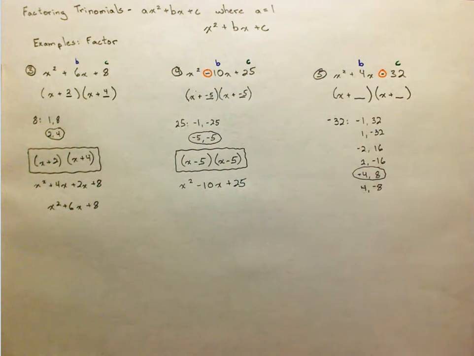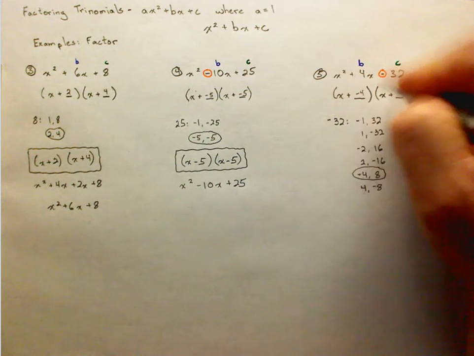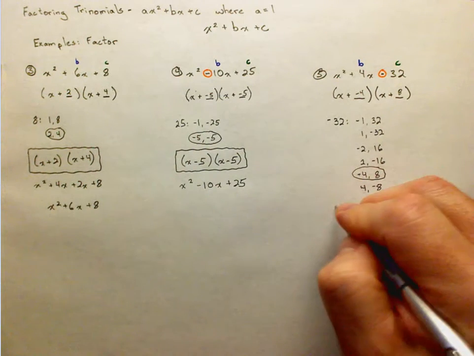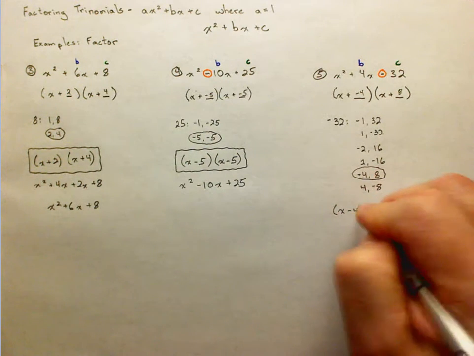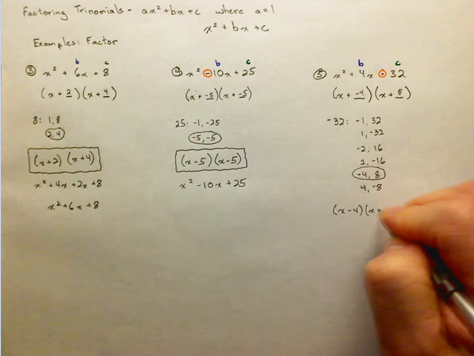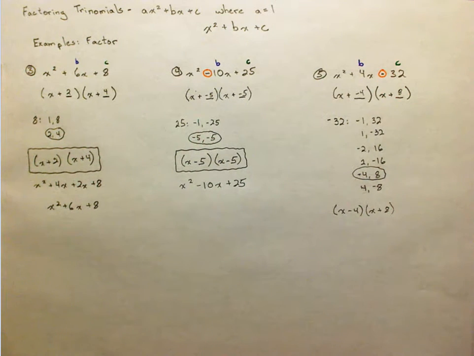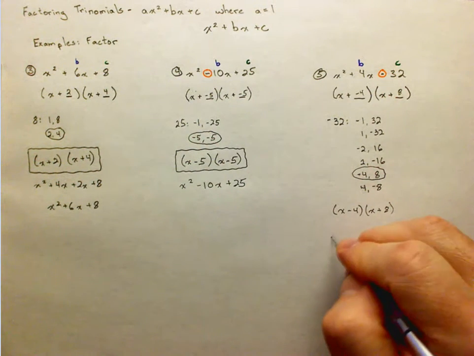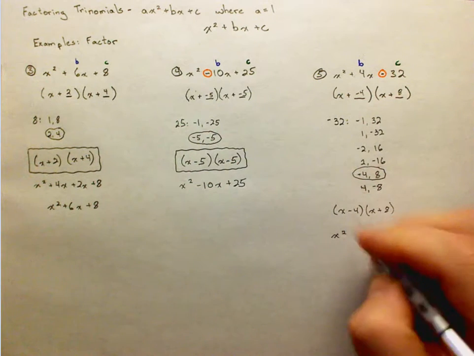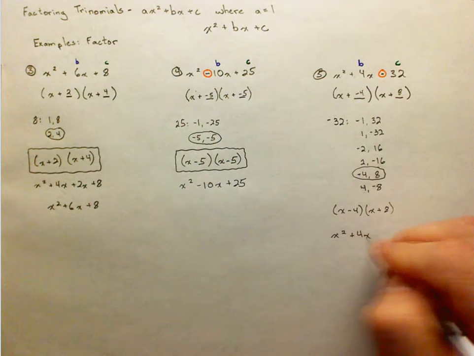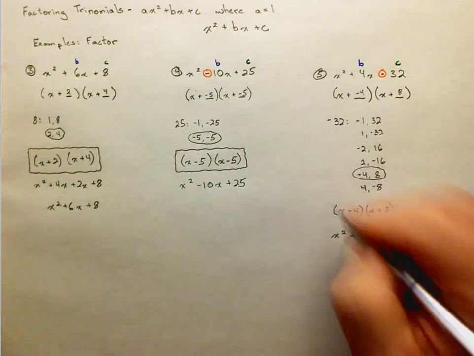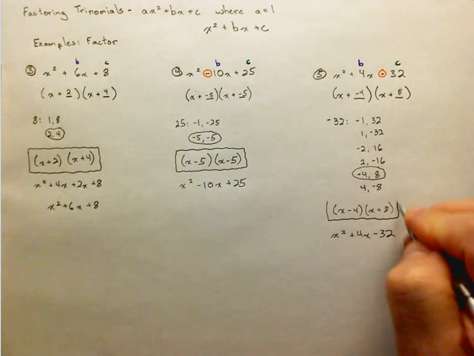That's my pair. I have a negative 4 and an 8. So what I have is x minus 4 times x plus 8. Multiplying gives x squared plus 4x minus 32. Yes, same trinomial I started with.